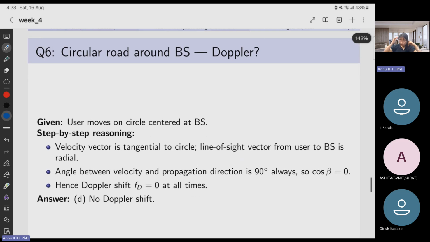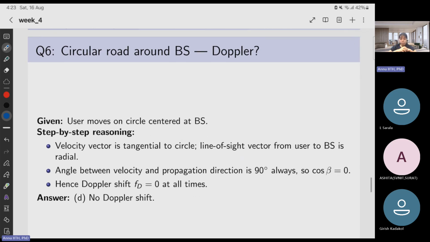And I had another question, where the user was moving on a circle centered at the base station. How will you find whether there will be a Doppler shift or not? The reasoning is that since the velocity vector is tangential to the circle, the line of sight vector, which is from the user to the base station, is radial. So the angle between the velocity and the propagation direction is always 90 degrees, tangent to radial.